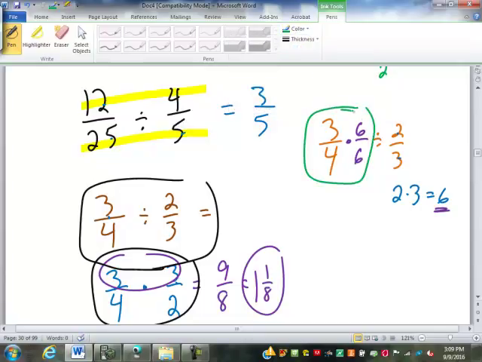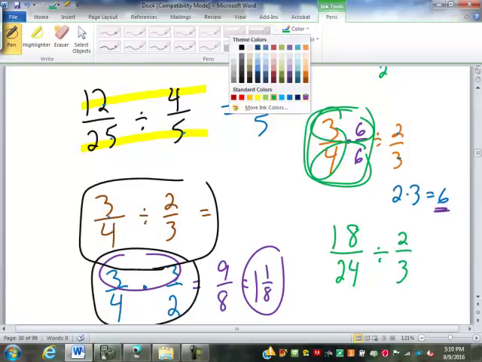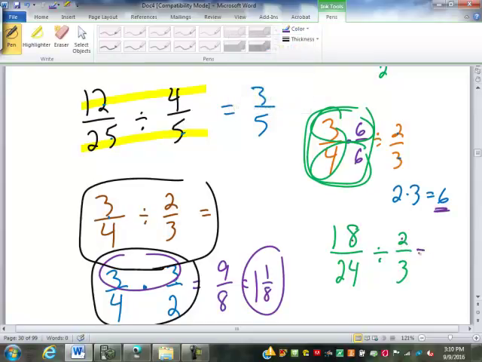What is 3 times 6? 18. What's 4 times 6? 24. Now, 3/4 and 18/24 have exactly the same value, just made it look different. So now if I divide by 2/3, 18 divided by 2 is 9, 24 divided by 3 is 8. It is 9/8 or 1 1/8.